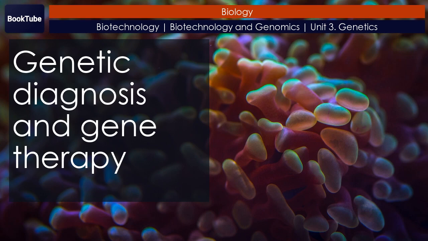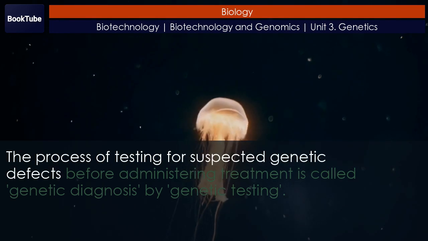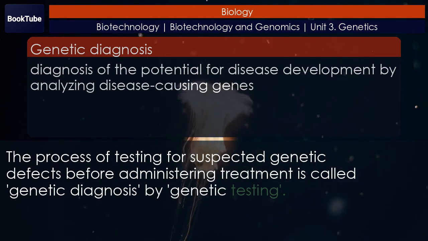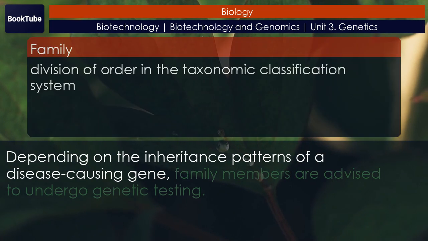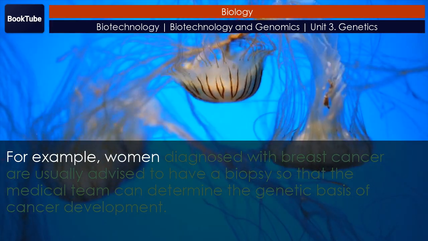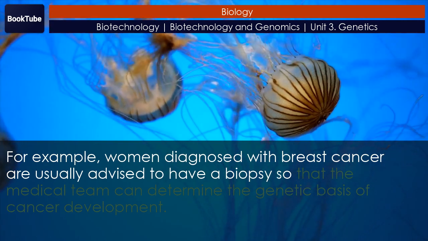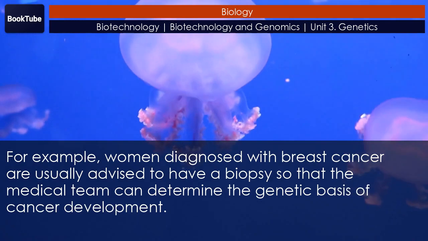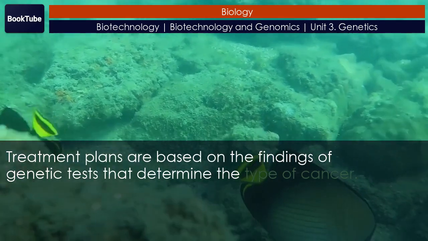Genetic diagnosis and gene therapy. The process of testing for suspected genetic defects before administering treatment is called genetic diagnosis by genetic testing. Depending on the inheritance patterns of a disease-causing gene, family members are advised to undergo genetic testing. For example, women diagnosed with breast cancer are usually advised to have a biopsy so that the medical team can determine the genetic basis of cancer development. Treatment plans are based on the findings of genetic tests that determine the type of cancer.